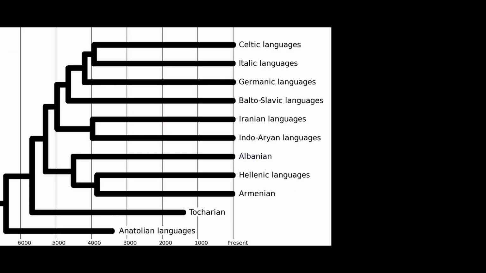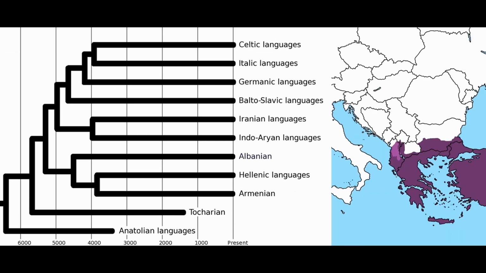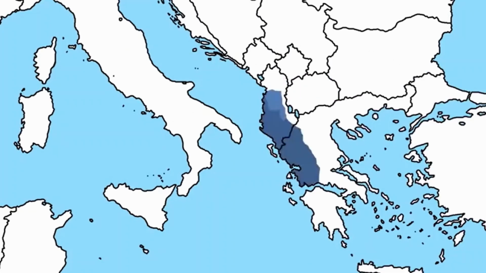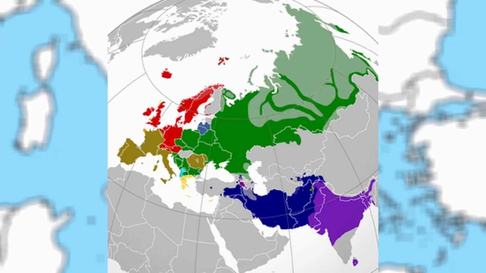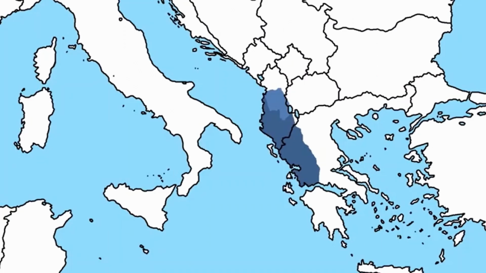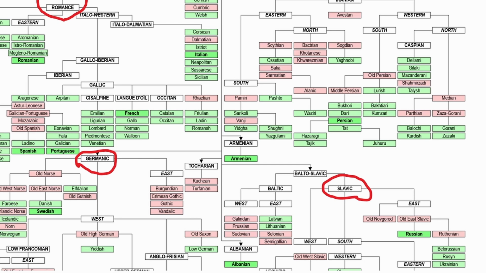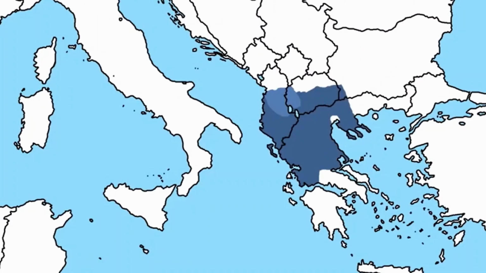Why is the Albanian language so strange? Well, let's get started with classification and history. Albanian is a language of its own branch of the Indo-European family. That means that Albanian is related to, for example, Slavic, Romance and Germanic languages. But they are not close relatives of Albanian.